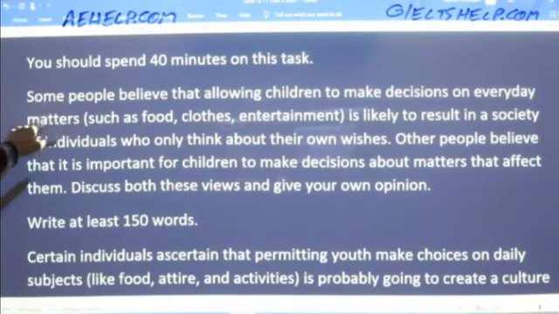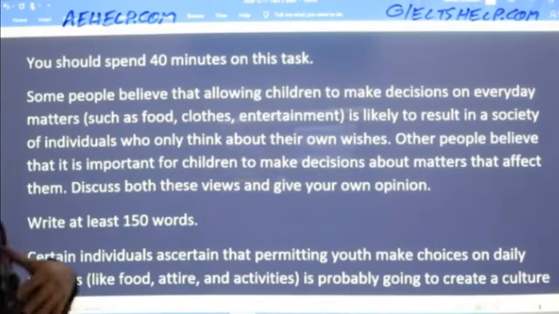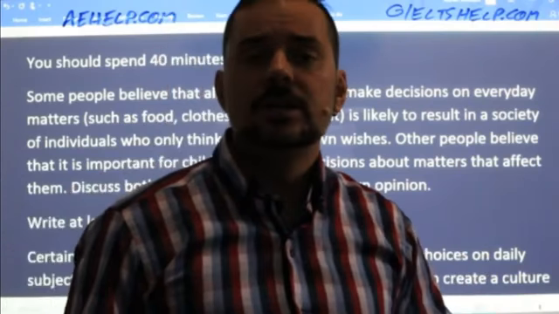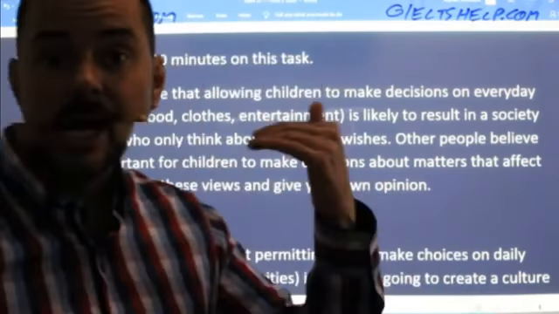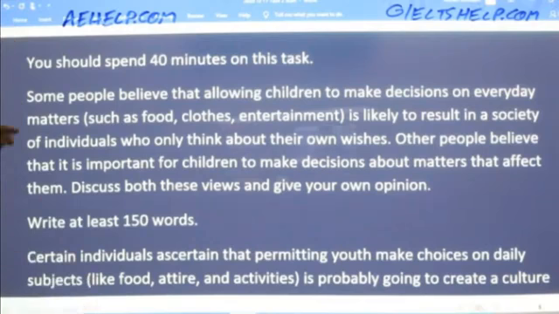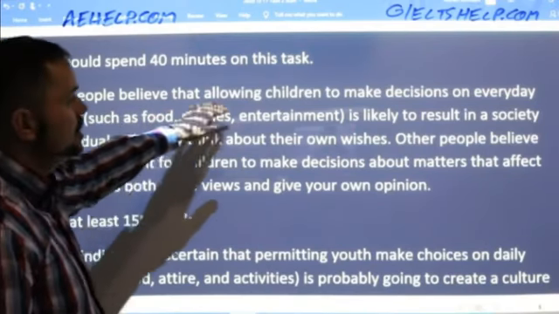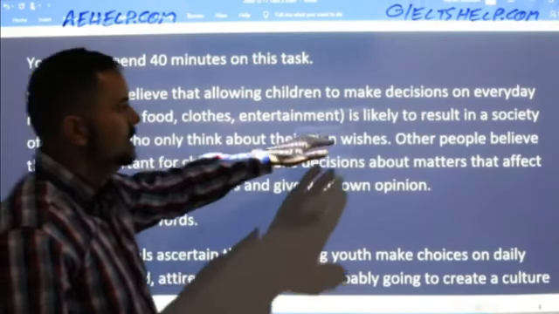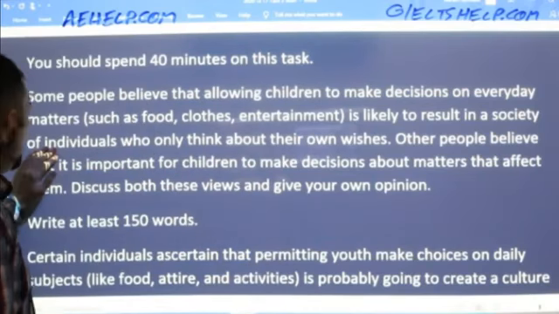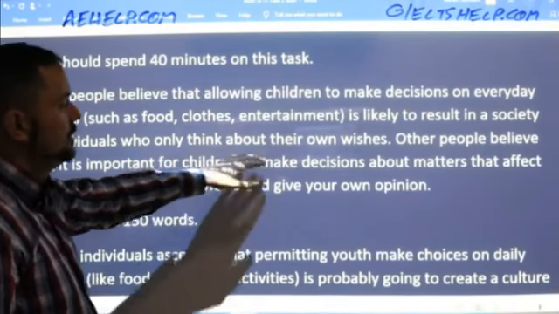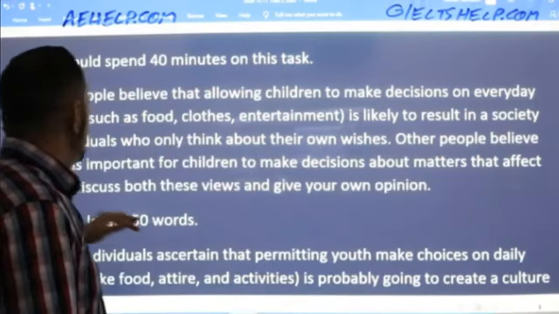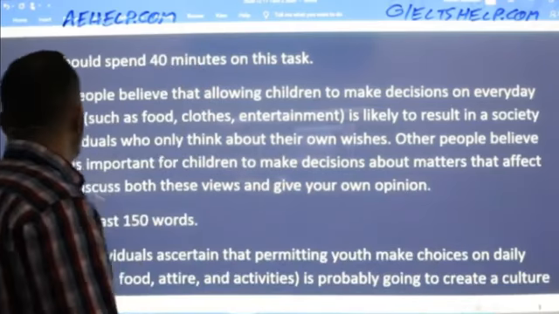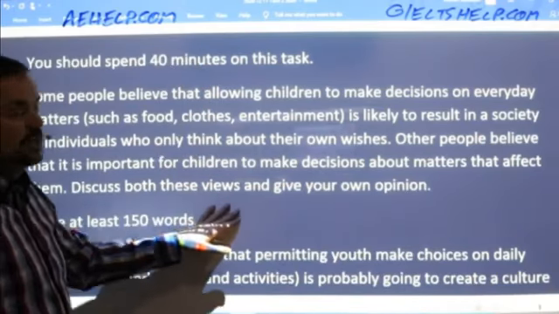So let's read the original question and then think about the topic. This is the kind of practice you have to do at home to get the right ideas, write the correct information, and get a higher band score, okay? So one more time, some people believe that allowing children to make decisions on everyday matters such as food, clothes, entertainment is likely to result in a society of individuals who only think about their own wishes. Other people believe that it is important for children to make decisions about matters that affect them. Discuss both these views and give your own opinion.